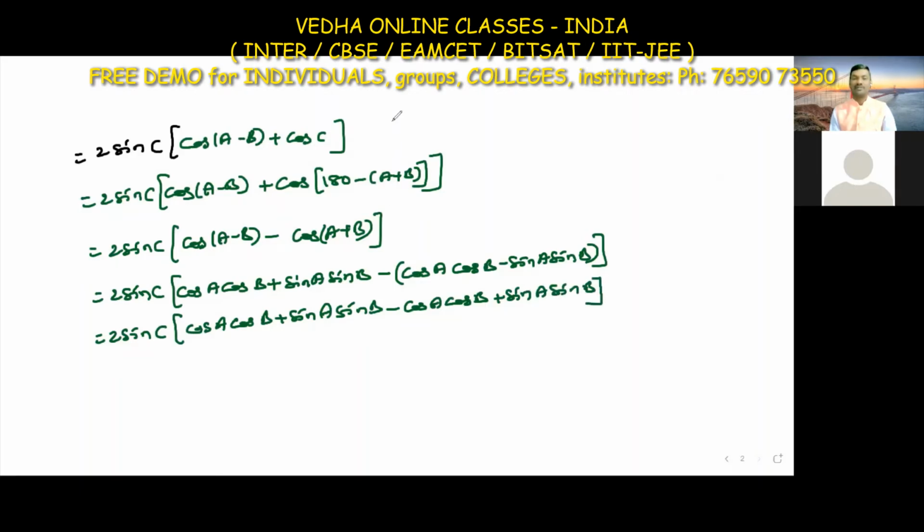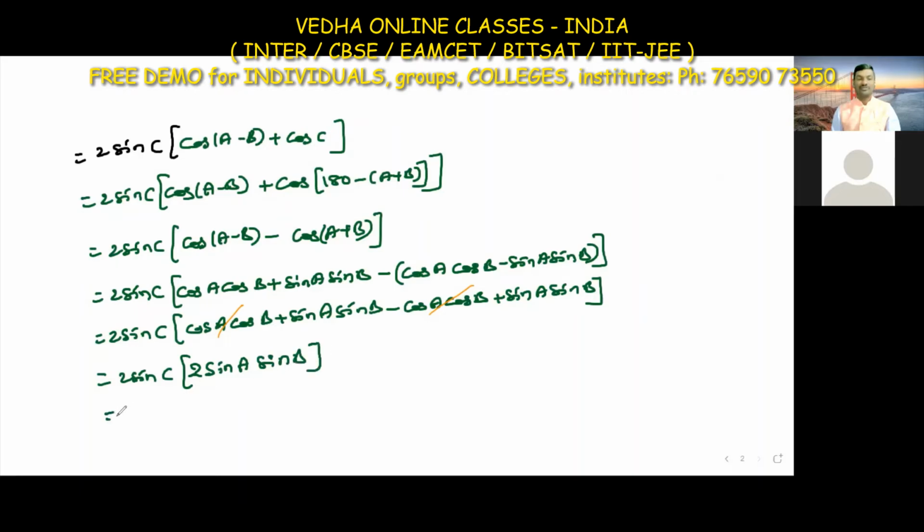Now what can we cancel here? When we are subtracting, always remember, the first part gets cancelled. Already I told you: the cos part cancels and we get the second part, the sin part. If we are adding, then we get the first part. Adding means first part, subtracting means second part. So what is remaining here? 2 sin C as it is, and remaining is sin A sin B, sin A sin B, that is 2 sin A sin B.